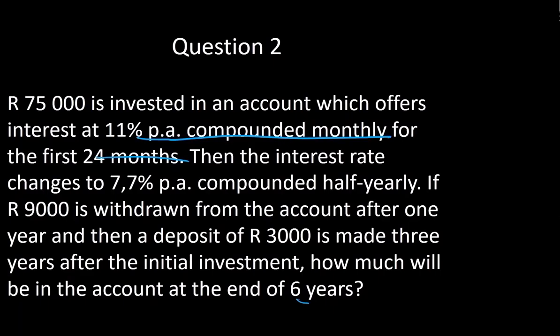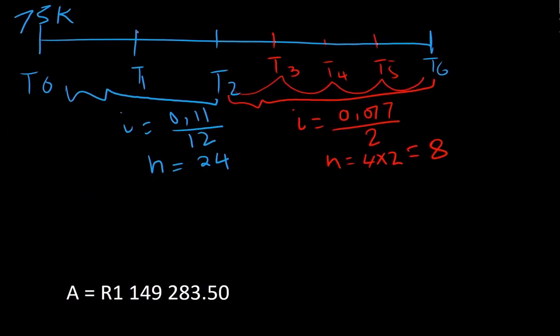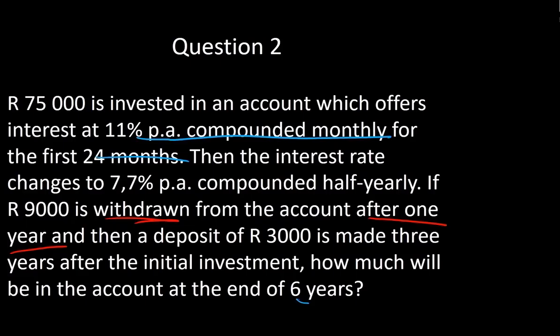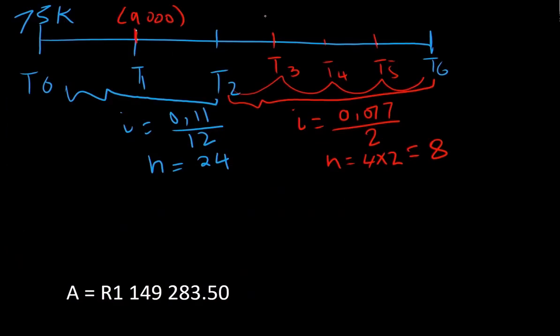However, it gets more complicated because they tell us that 9,000 Rand is withdrawn from the account after 1 year. So at this time 1, we take away, so I'm using brackets, we take 9,000 out of the account. And then after, then a deposit is made, 3,000 Rand is made 3 years after the initial investment. So at time 3, we put in 3,000 Rand.